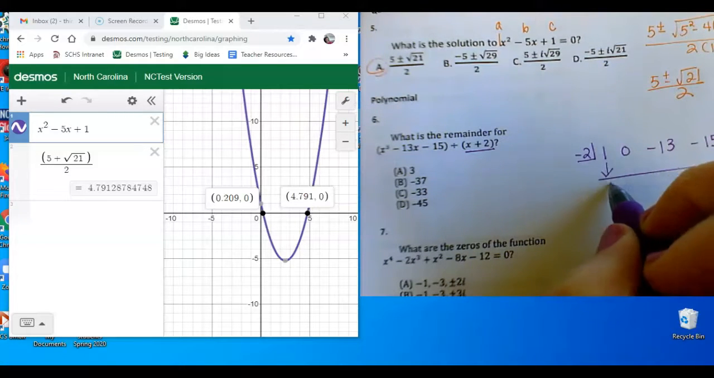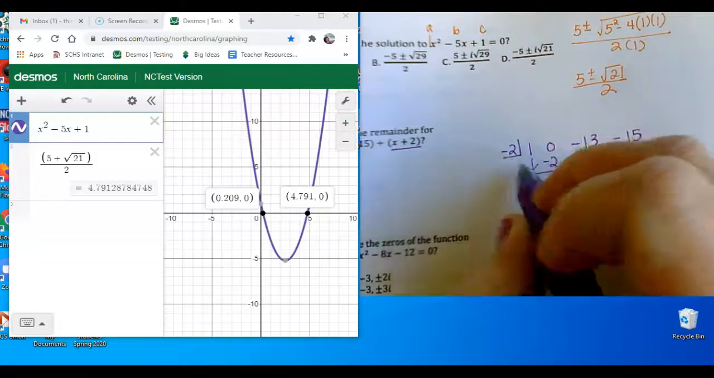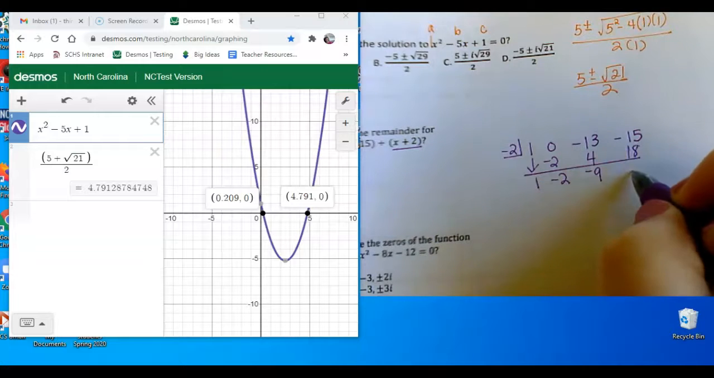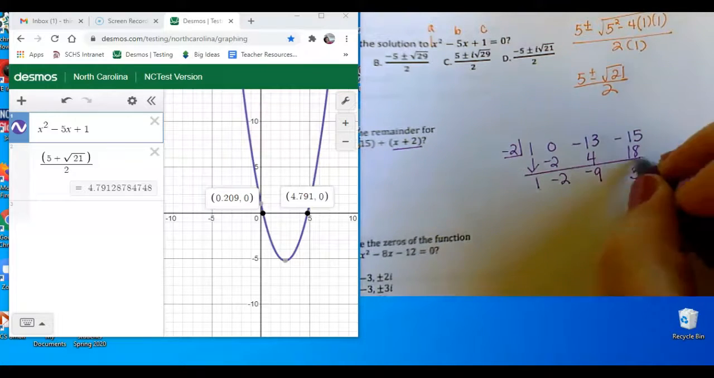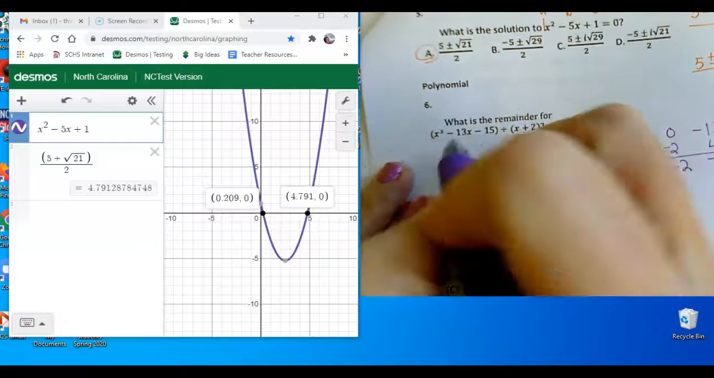And then we bring down our 1. We multiply, add, multiply, add, multiply, and add. Our last number is our remainder, so 3 is our remainder.